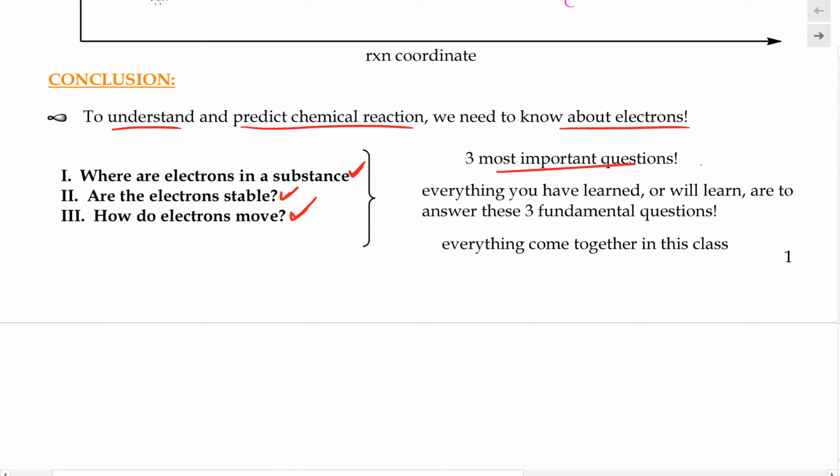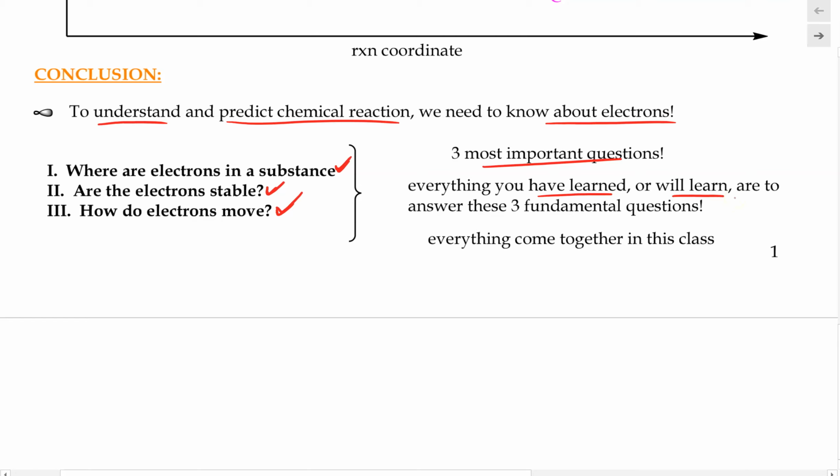And once we can find the answer to these three questions right here, we will be able to understand and do any organic reaction. So everything that you have learned before, or everything that you will learn here in this class, is to basically help us answer these three fundamental questions. And once we know them, we'll be able to understand organic reactions. So in the end, everything really comes together in this class. A lot of concepts that we have learned from general chemistry will now be used here in organic chemistry to understand all these reactions. And that's the part that makes organic chemistry really fun and easy for many students.